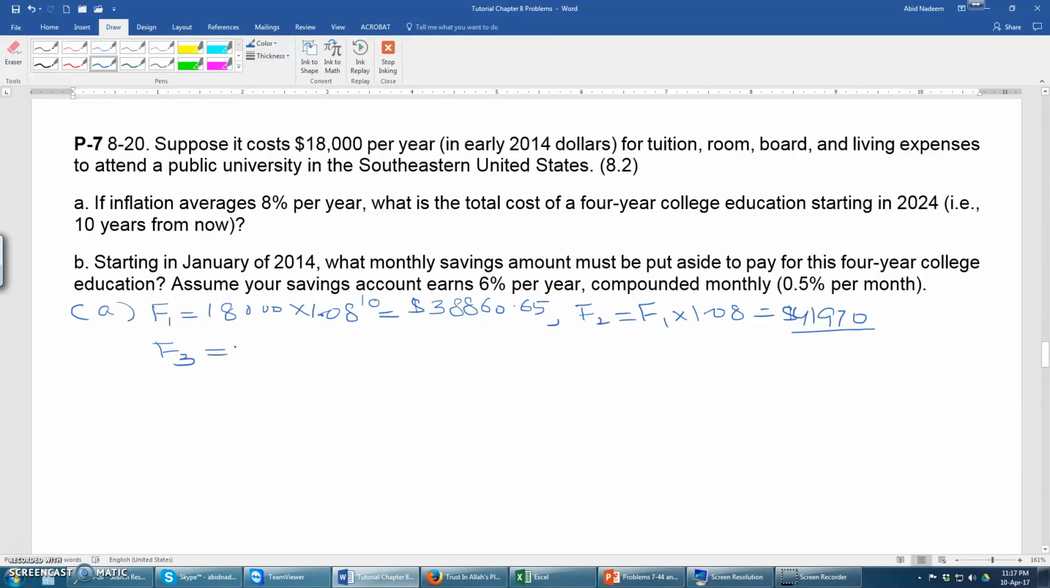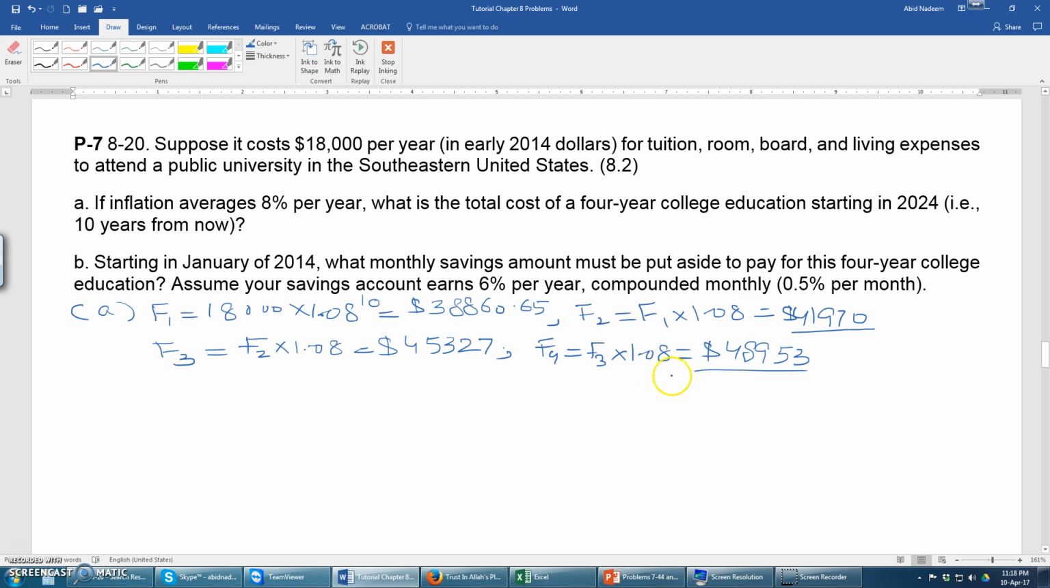F3 will be equal to F2 multiplied by 1.08. So this will be $45,327.06. And similarly you can find F4, just multiply F3 by 1.08, an 8% increase. So this will be $48,953.